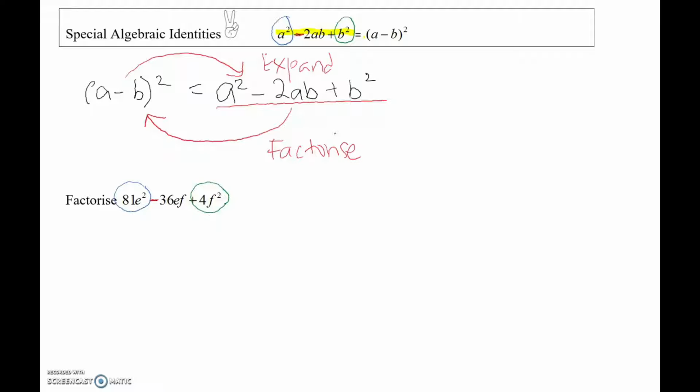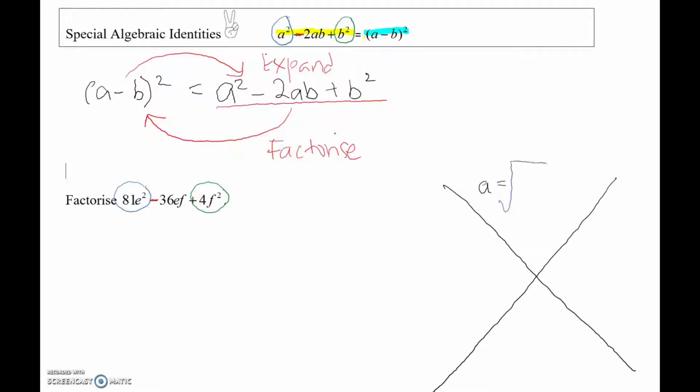In order to find the value of a and b to be substituted into this second algebraic identity, we need to square root these perfect squares. So, as a side working, to find the value of a, we actually square root 81e squared. So square root of 81 will give us 9. Square root of e squared will give us e.